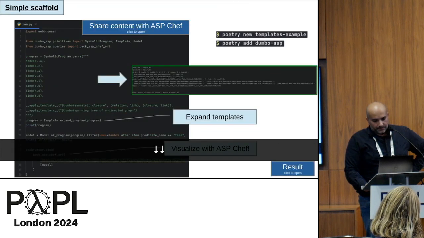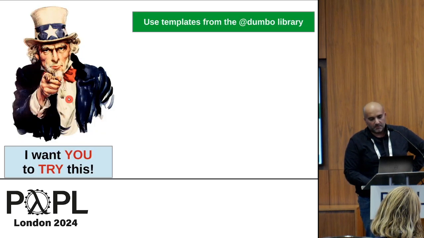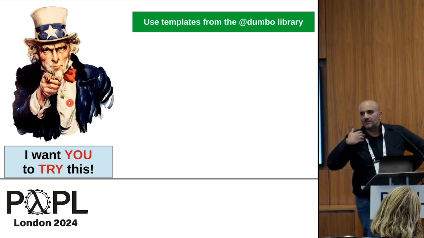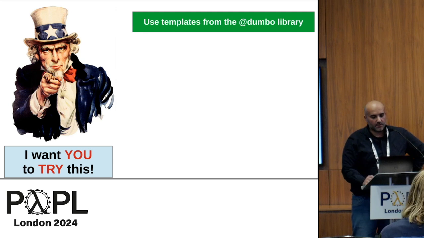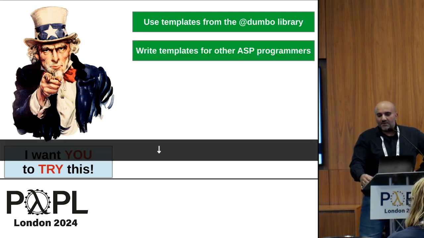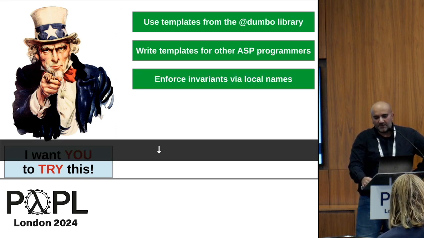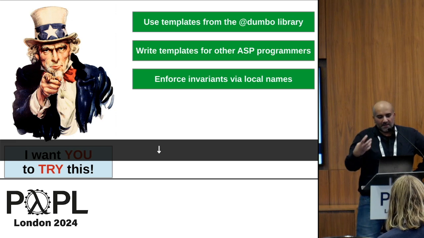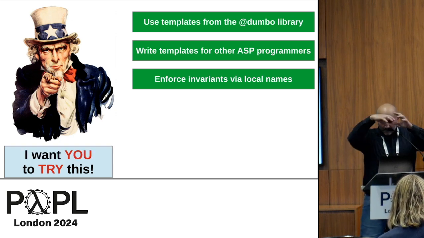If you want to try this, just create a poetry project, add the dependency Dumbo ASP, and then it's super easy. Parse a program, get a model, expand the template, and so on. Now, I want you to try the Dumbo library, maybe write templates, if you are a grandmaster, also for other ASP users. Local names can give us invariants, the invariants we can use to build up our complex software.